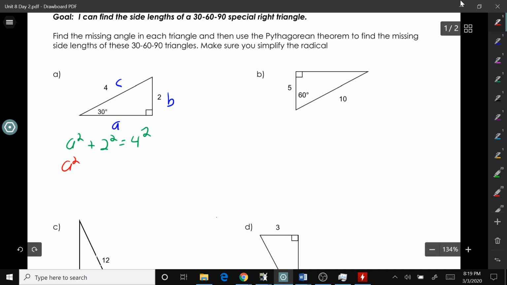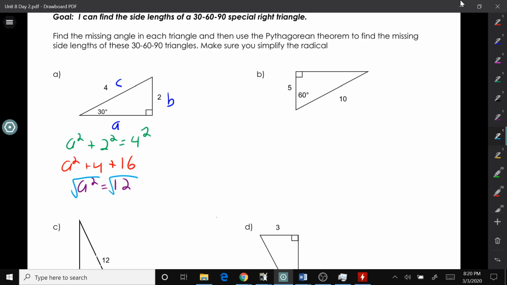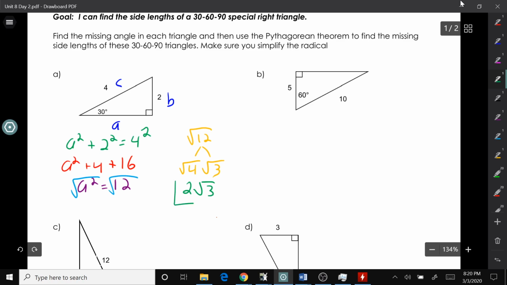So then we're going to have a squared plus 4 equals 16. Okay, subtract 4 from both sides, a squared equals 12. And then when we square root both sides, we have to simplify the radical. So the square root of 12 can be broken up into the square root of 4 times the square root of 3. Square root of 4 is 2, and then we're left with the square root of 3. So our side here, our a side, is 2 times the square root of 3.